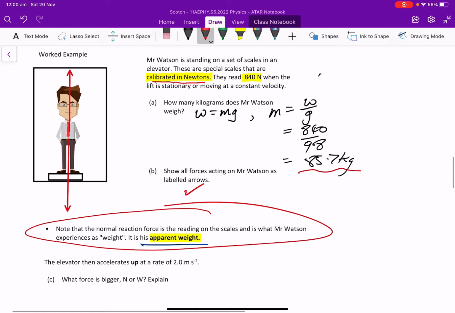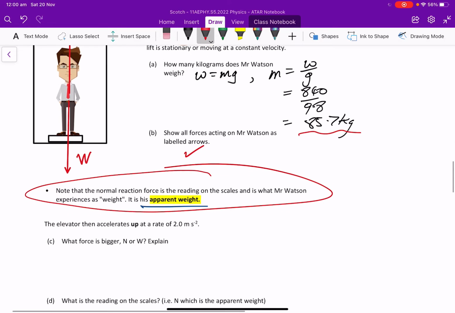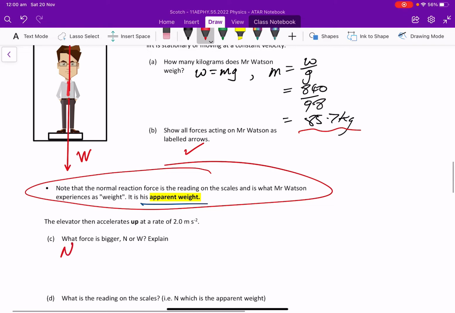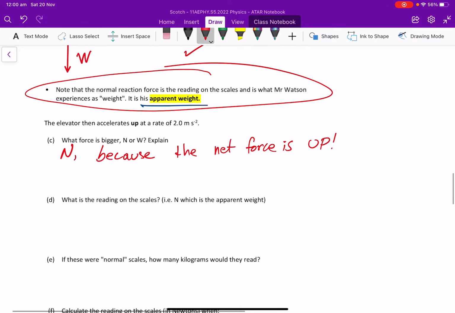I didn't label these naughty, Mr. Watson. N and W. N, because the net force is up. What is the reading on the scales? I.e. N, which is his apparent weight.